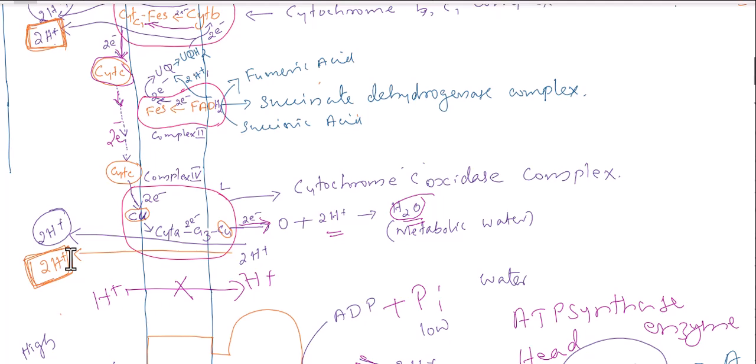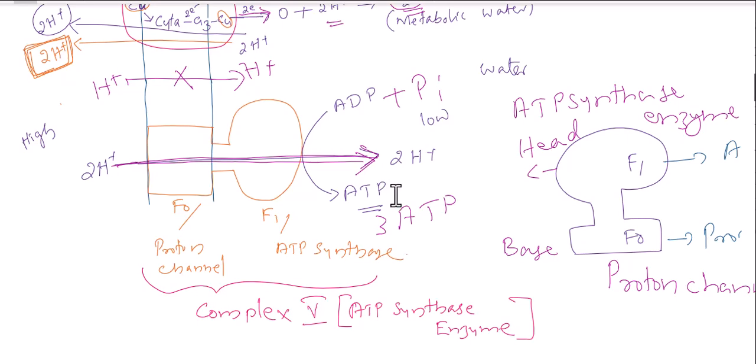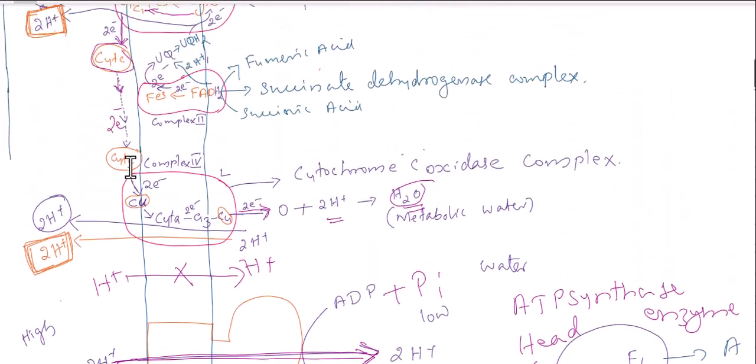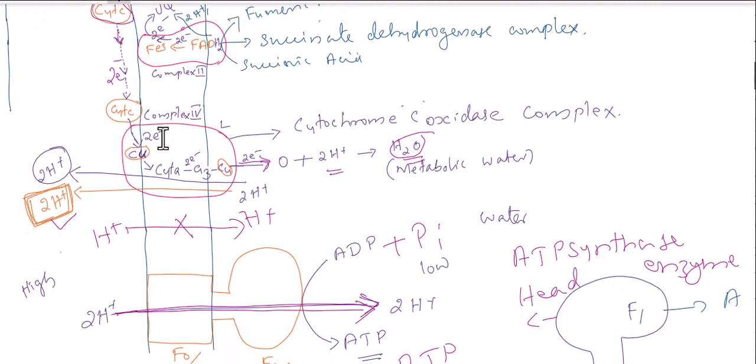As we discussed earlier, 1 pair of hydrogen ions is required for the formation of 1 ATP. Here 2 pairs of hydrogen ions are there, 1 pair this one and the other pair this one. So that can produce 2 ATP. 1 FADH2 can produce 2 ATP. That is what we studied earlier. This is the overall process of terminal oxidation or electron transport system.